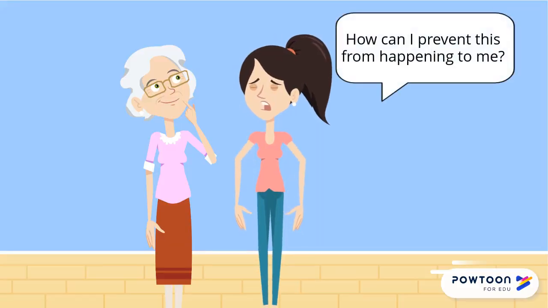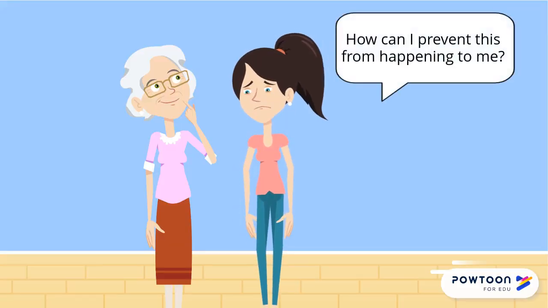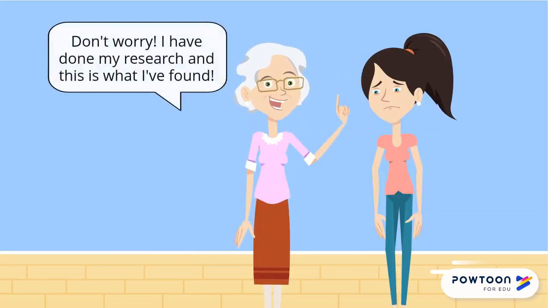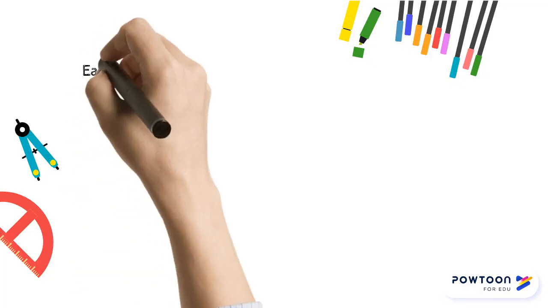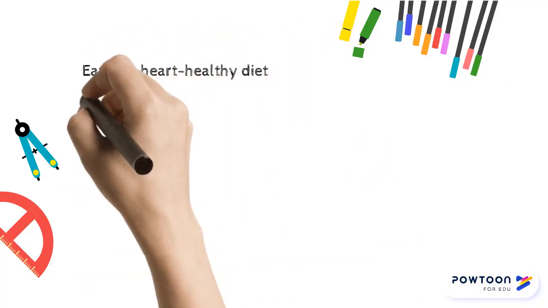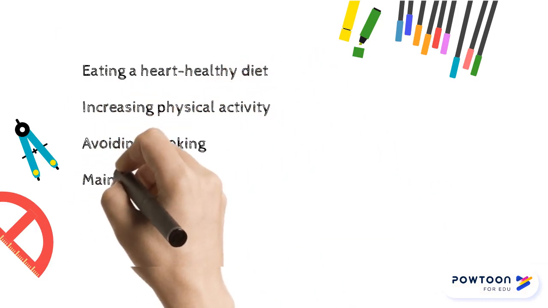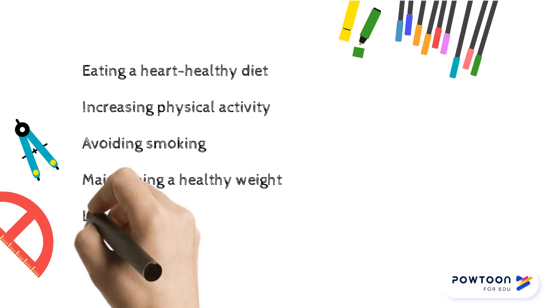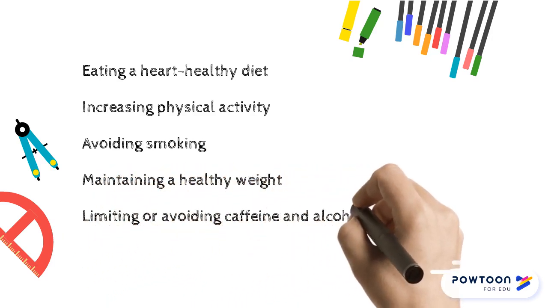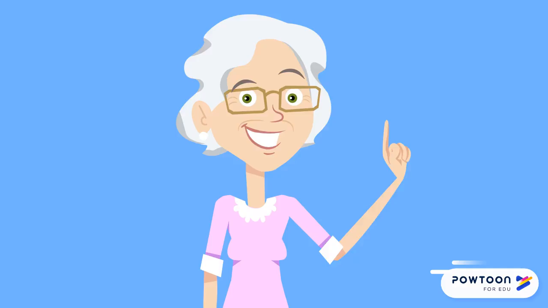Having heard about her mother's recent diagnosis of atrial fibrillation, Susan's daughter Karen approached her with fear about her own heart health. Since Susan has done so much research about her new diagnosis, she is able to share some of the prevention tips that she has learned. These include eating a heart-healthy diet, increasing physical activity, avoiding smoking, maintaining a healthy weight, limiting or avoiding caffeine and alcohol, as well as reducing stress.